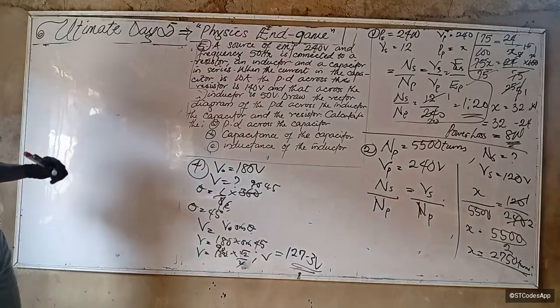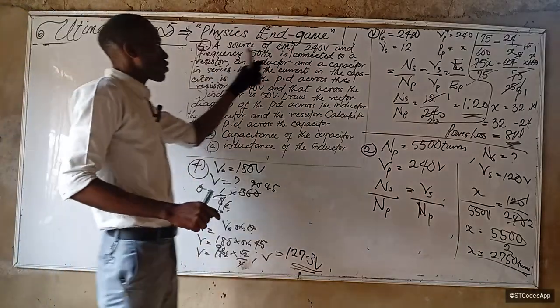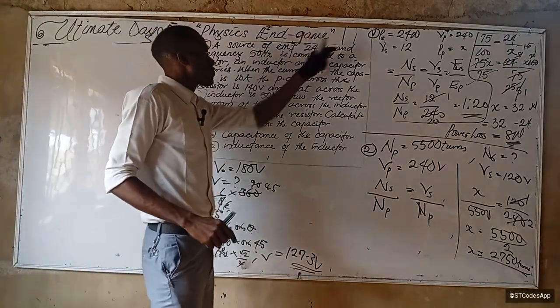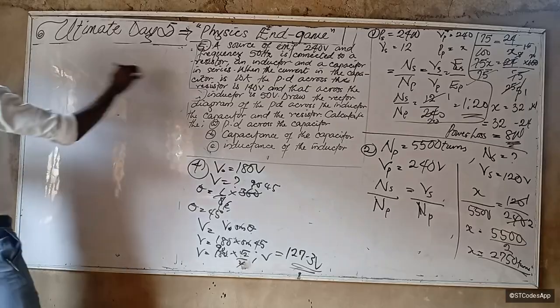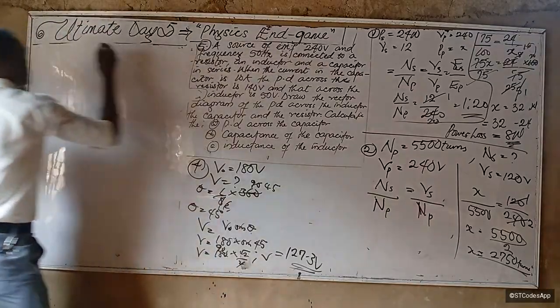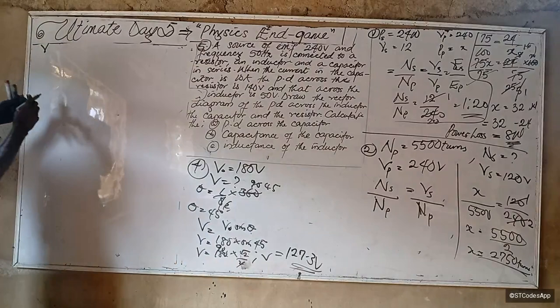Alright, let's solve the last question then. It says a source of EMF 240 volts and frequency. So let's write it that way. Source of EMF 240 volts. It means that what? V what? Is that VP or VS?